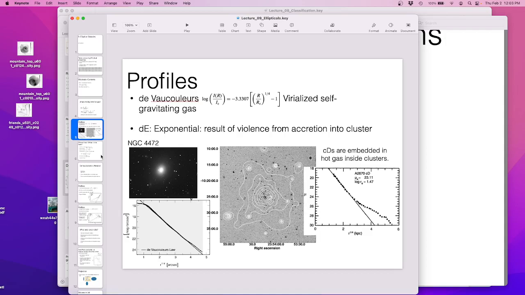And what you find is that if you take the log of I of R over this effective brightness, which we'll talk about in a second, this equals some number minus 3 times R to the 1/4, minus 1. So the log of I goes like R to the 1/4. That is what the de Vaucouleurs profile looks like.